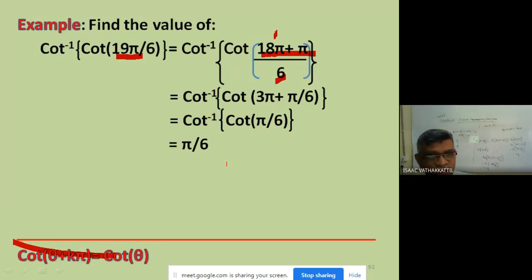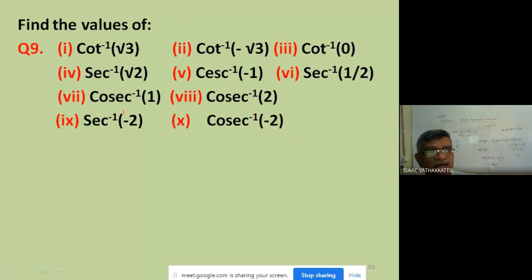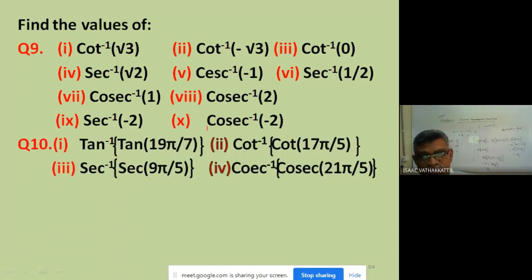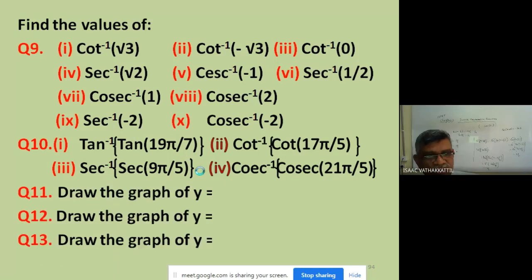We'll share more problems online. Try a few of these. Very simple, straightforward. You have to answer all these questions. Further, you have questions like these: 19 pi by 7, where the nearest multiple of 7 will be 21 pi; 17 pi by 5, where the nearest multiple will be 15 pi; 9 pi by 5, which is actually 2 pi minus pi by 5; and 21 pi by 5. Try to evaluate these. If you have difficulties, you can share them with me. I will take care of your doubts on the way.